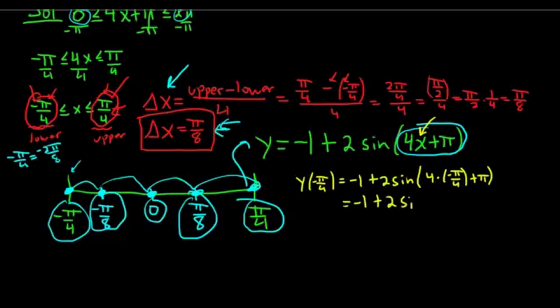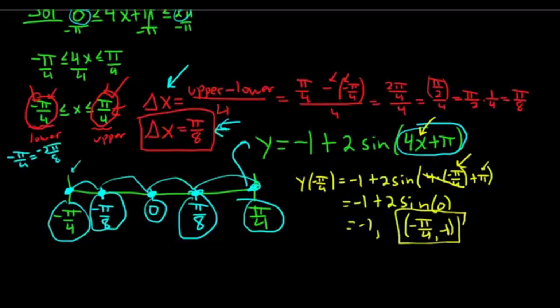So that's sine, let's see, you don't want to mess up here. These cancel, so you get negative pi plus pi, so you get 0. Sine of 0 is 0, so we get negative 1. So our first ordered pair is negative pi over 4, comma, negative 1. That's our first ordered pair.